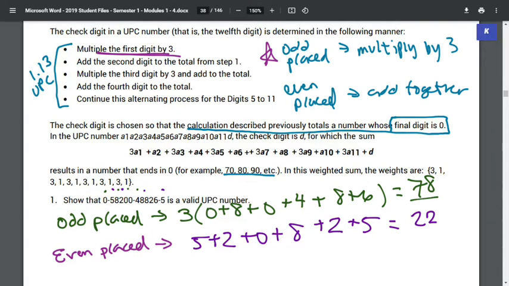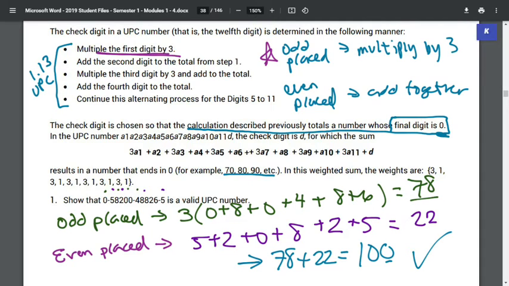So last step between these two numbers, we're going to add those together. So I'm going to go 78 plus 22, and when I add those together, I get 100. And if you remember, my goal is for that final digit to end in a 0, and if we check right there, that 100 does the job. So this is what is a typical problem.